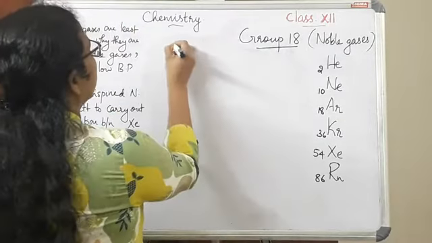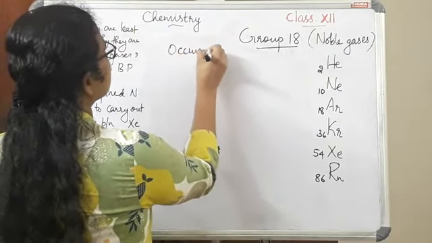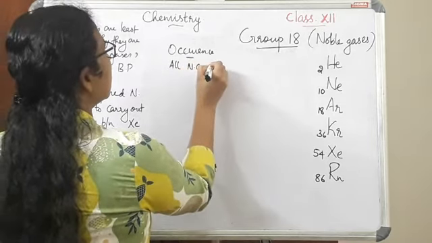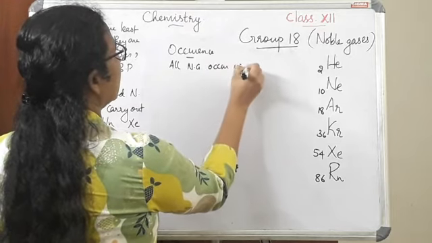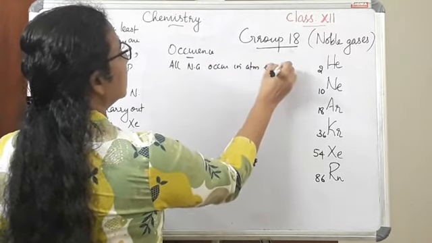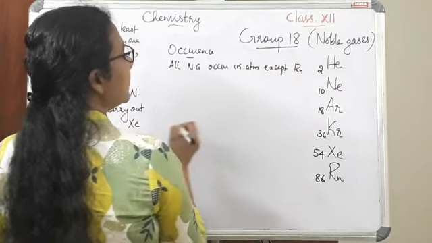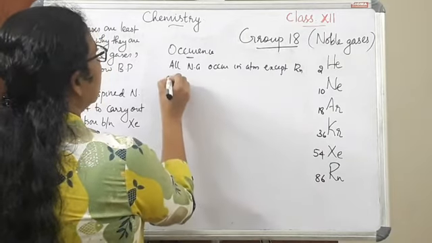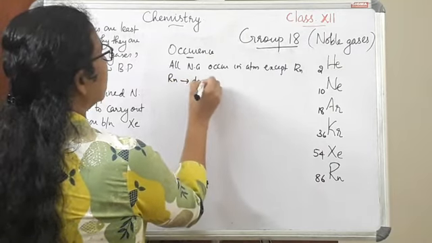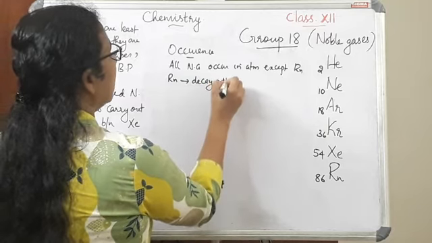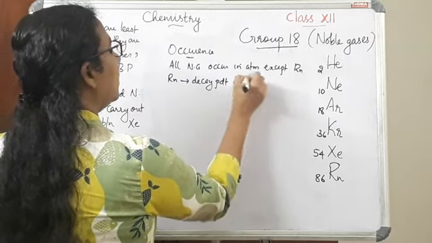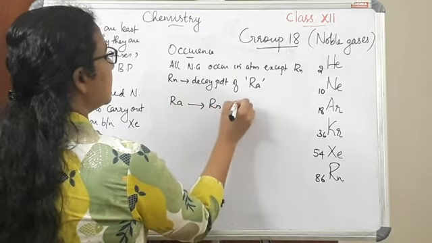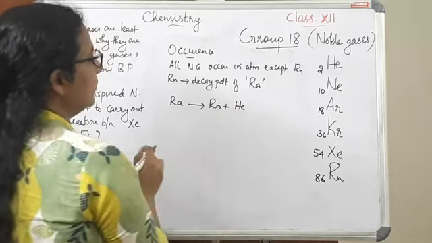So let's see the occurrence. All noble gases occur in the atmosphere except radon. Radon is actually a decay product of radium, Ra. We can write Ra gives Rn plus He, helium. So helium is also formed.